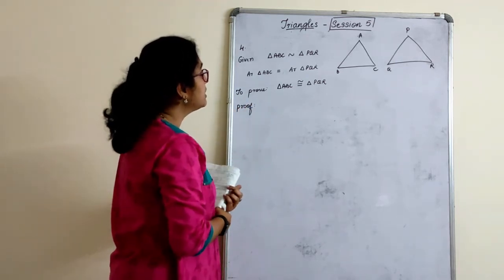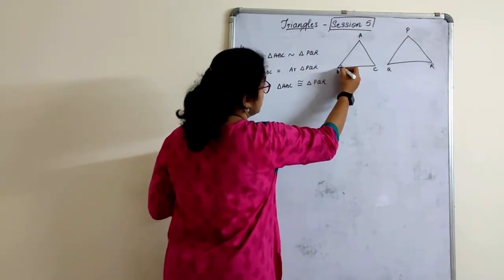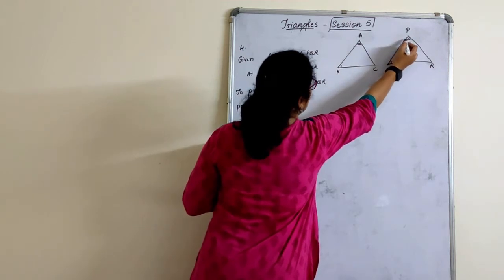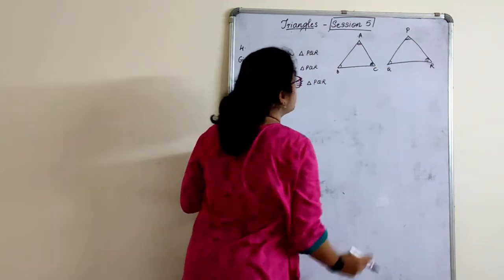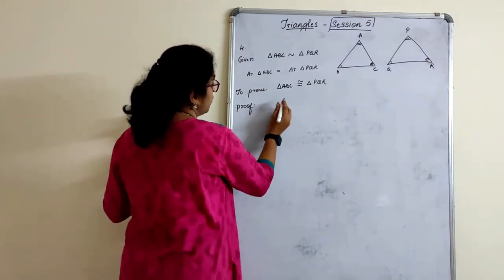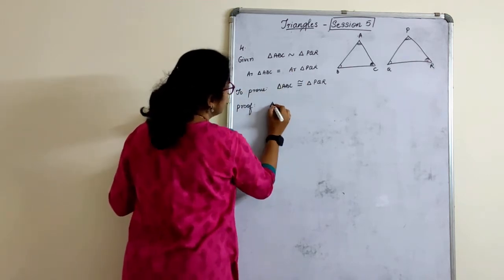Now, first of all, since it is equal, what we can say here is this angle is equal to this angle, and this angle is also equal to this, right? So these are equal. Next part, we first take the similarity part. Now, we'll take this part here.